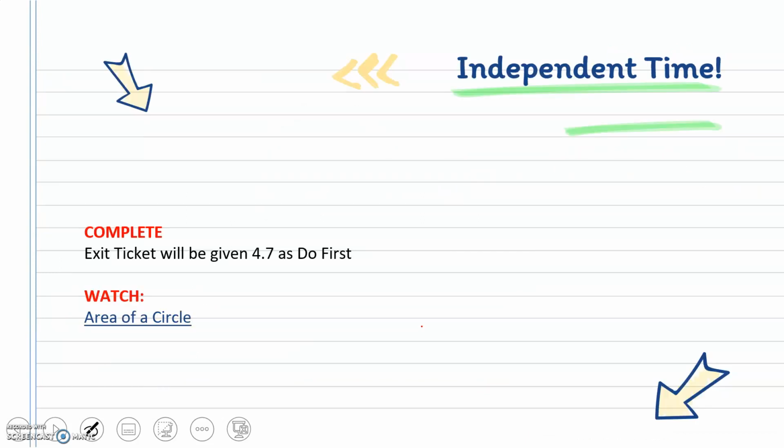All right, so we have come to the end. Your exit ticket will be given to you tomorrow, April the 7th, as a do first. So please make sure that you have followed the steps. So your exit ticket will be given as a do first. And then you're going to watch the area of a circle video.